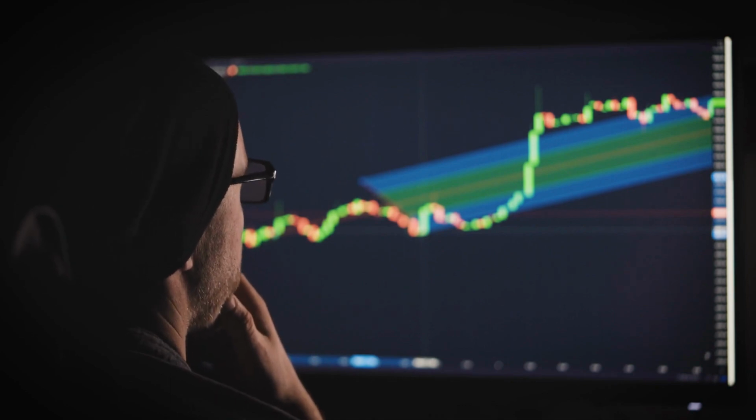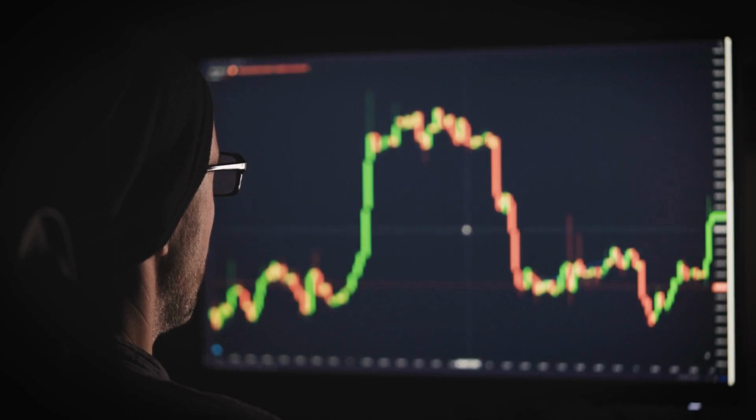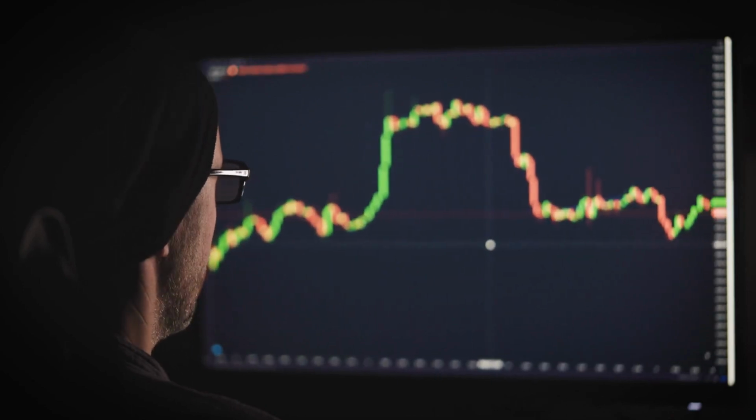Diversifying a passive income portfolio is an effective method for achieving financial stability and long-term wealth.